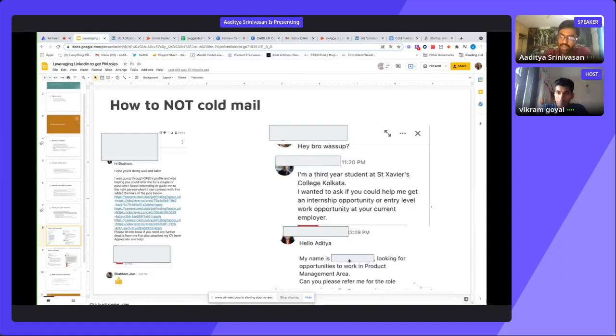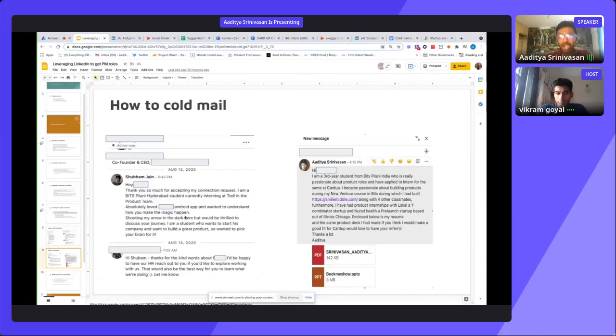So when you're asking for a referral, it is very important to display your skills and build conviction with the person who's going to refer you, showing that you will be good at cracking your interview and good at a particular skill. Now, coming to some examples of cold mails and how to write them.